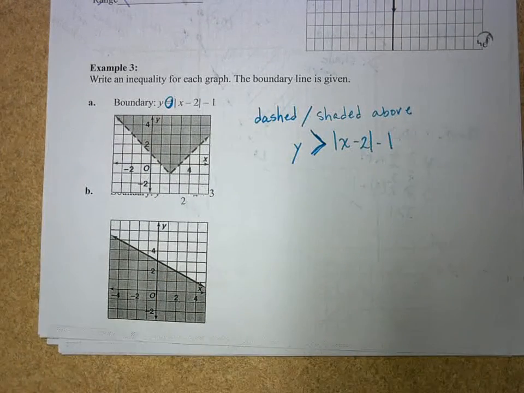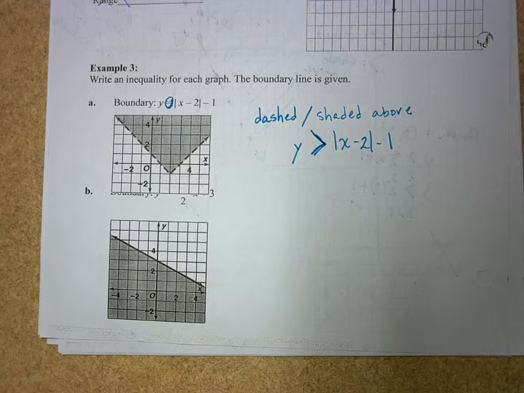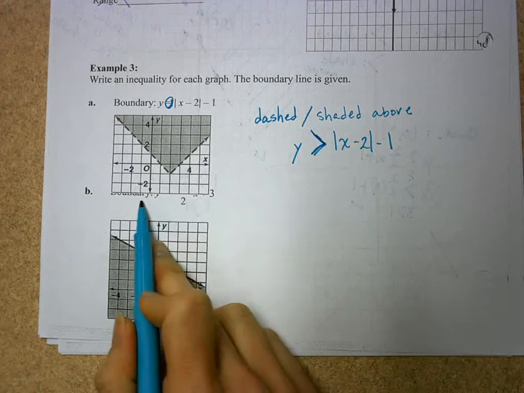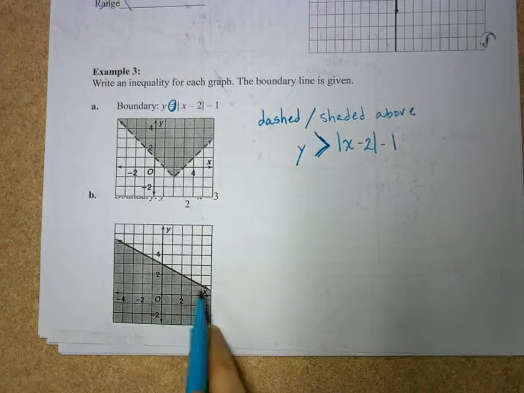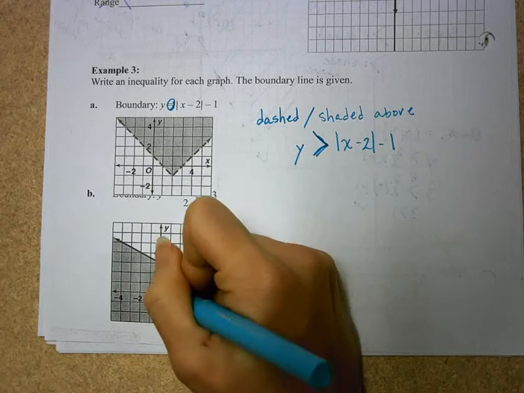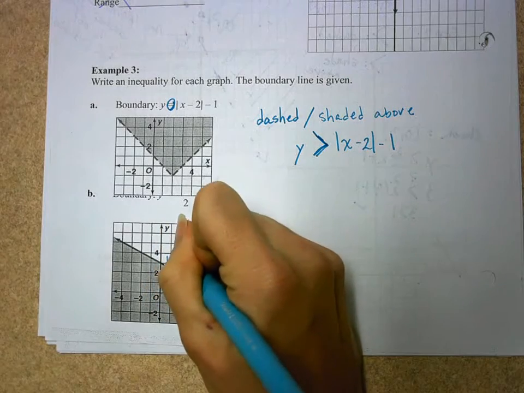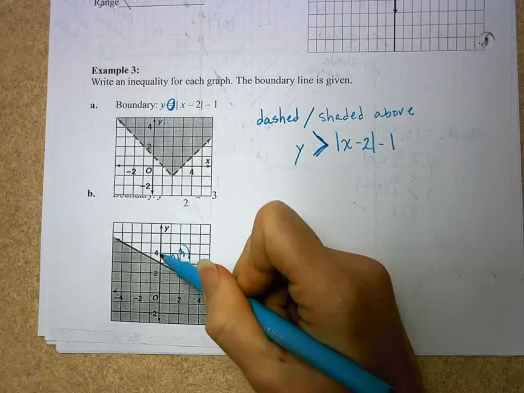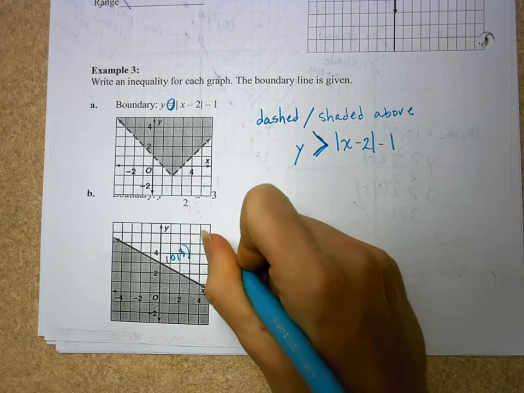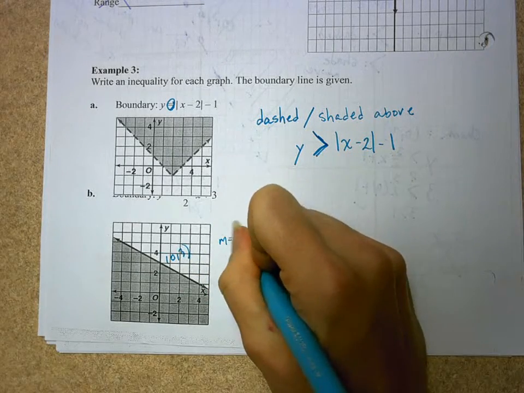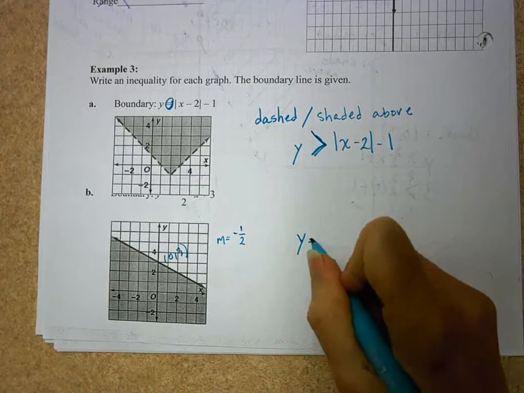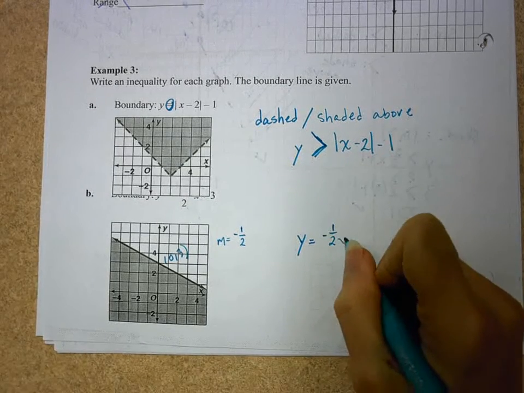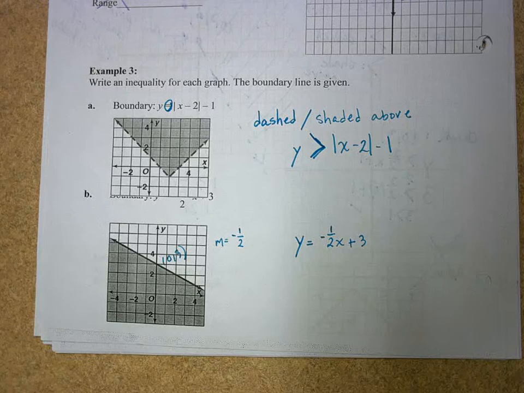And then go ahead and try this last example here. Oh, and it didn't get copied for you very well. Let's see if we can figure out what line this is. It has a y-intercept of 3, and it has a slope of 1 left 2. So the slope is negative 1/2. So my boundary line should be y equals negative 1/2 x plus 3, my y-intercept.